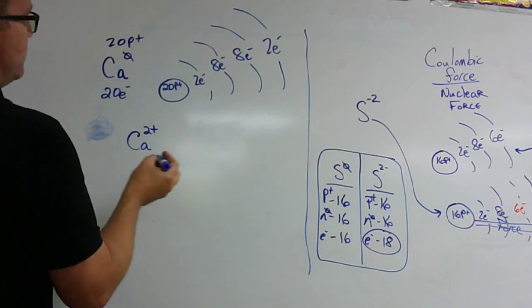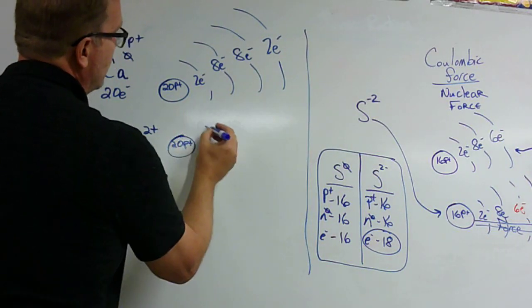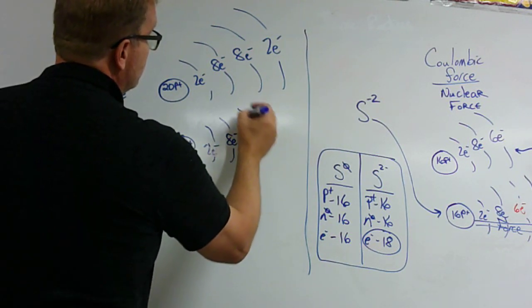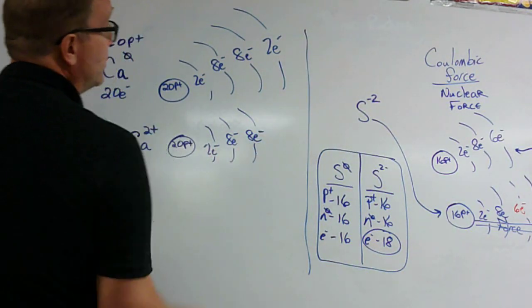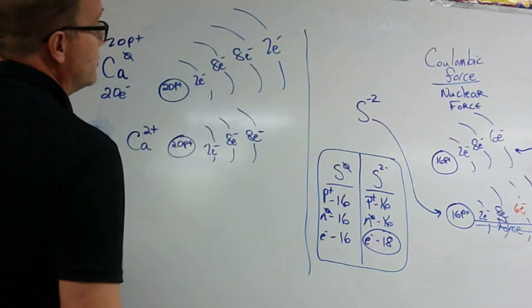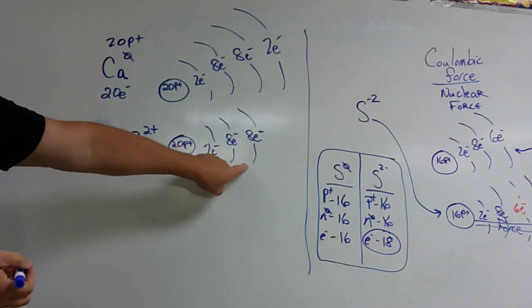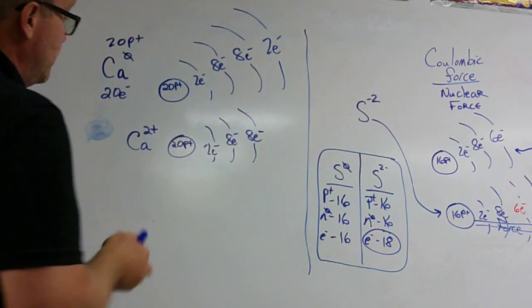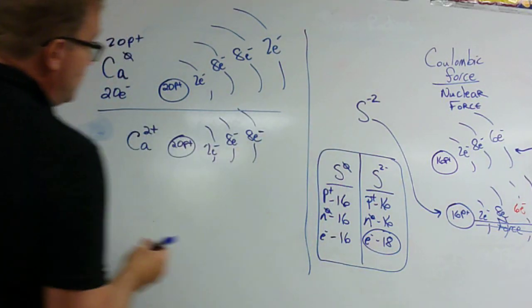What's going to happen with this one? Well, I'm going to have 20 positive protons. I'm still going to have the same assembly here, but I lost 2 electrons. What 2 electrons did I lose? This. So what happens with this one? Well, if I don't have those 2 electrons there anymore, it's going to become like this. It's actually going to be smaller than just keeping it here, but again, that's just your imbalance.